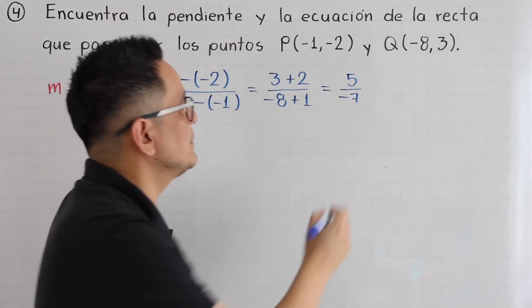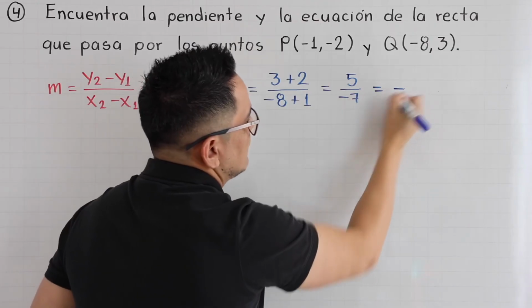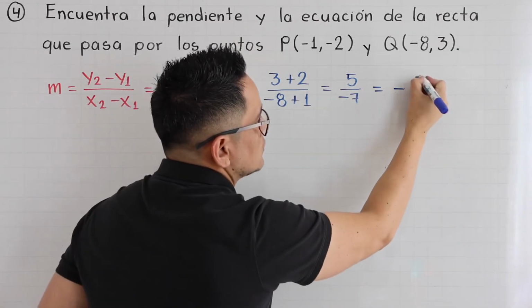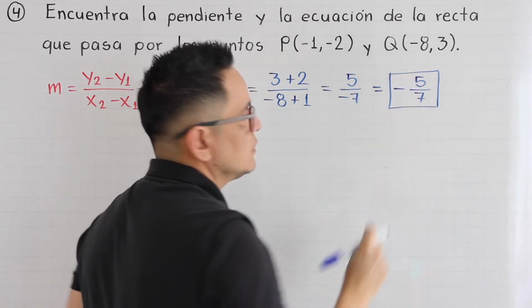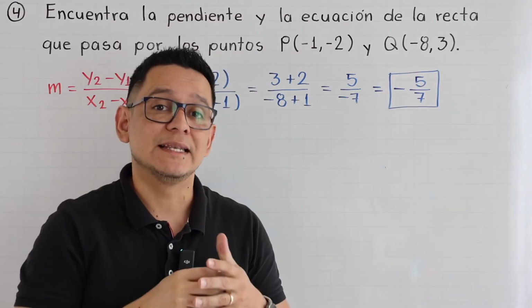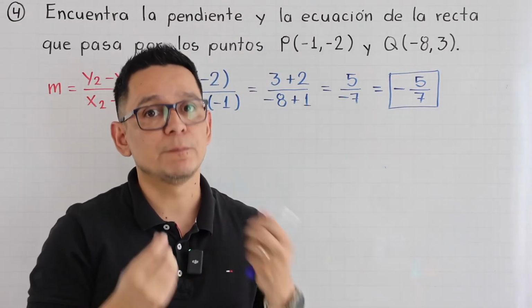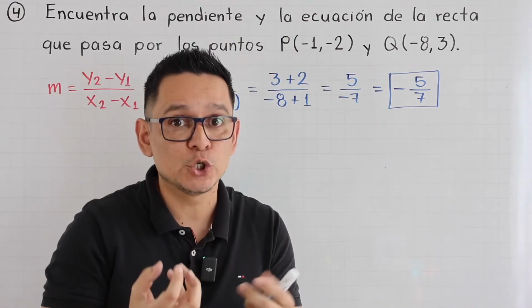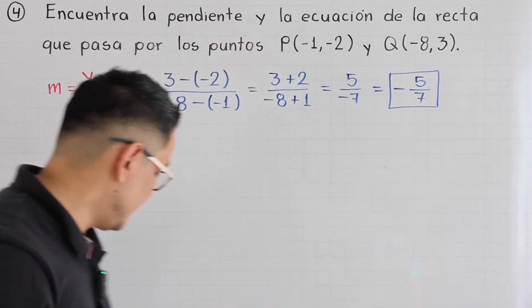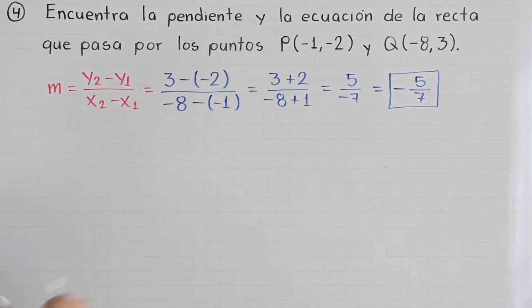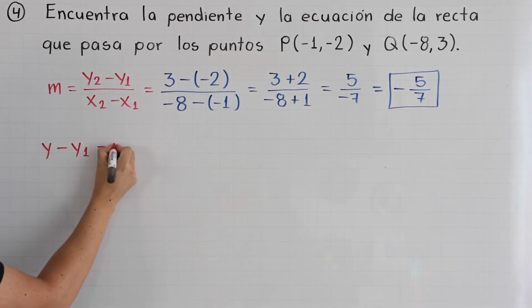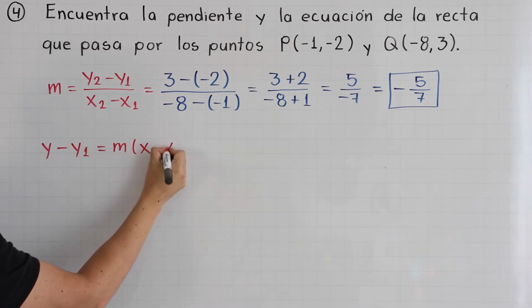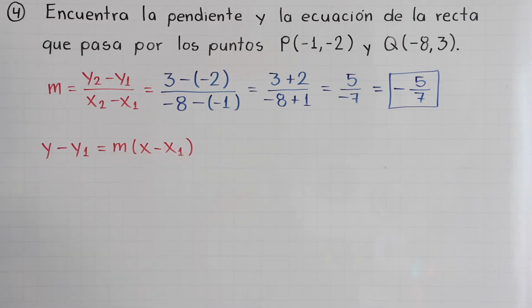But since we know that a positive divided by a negative is a negative, let me just put the minus sign at the beginning, and we'll leave it as -5/7. So now we have the value of the slope. This value is extremely necessary because in the point-slope equation, as the name suggests, we need a point and we need the slope. All right, let's write the structure of the equation of our line in its point-slope form. That structure is as follows. Let's write y minus y1 equals m times x minus x1. This is the structure that we have.